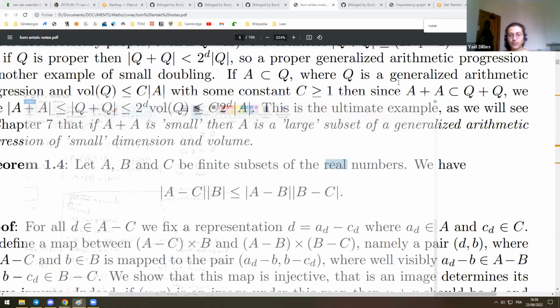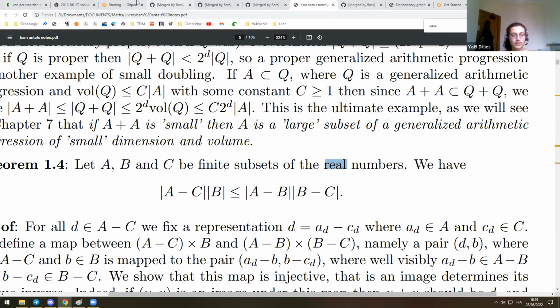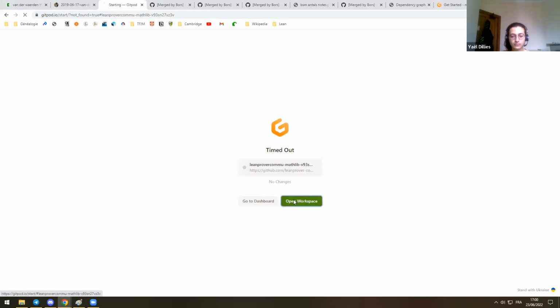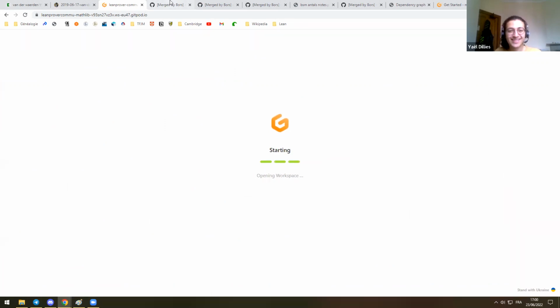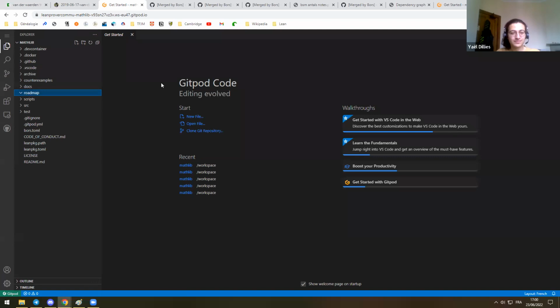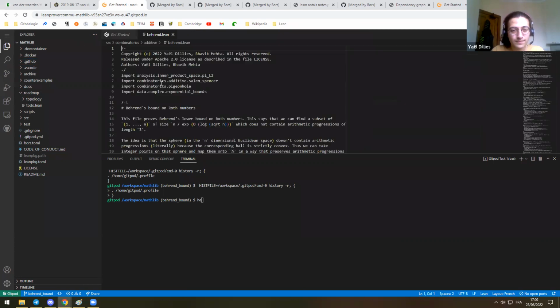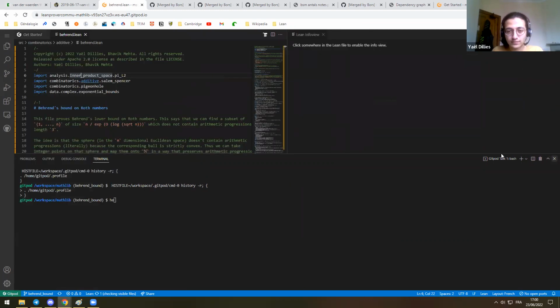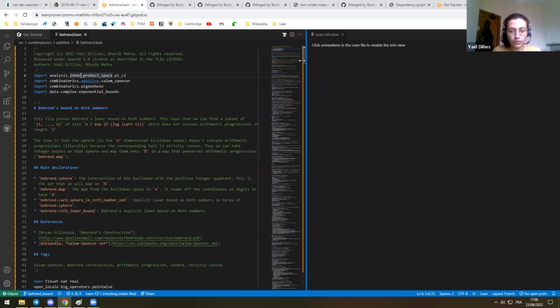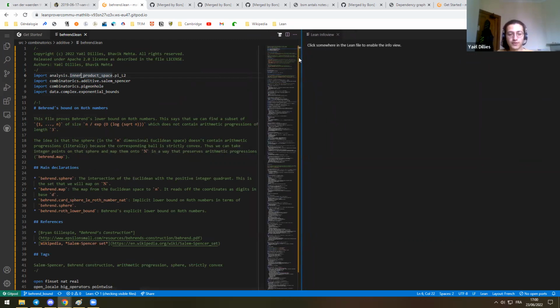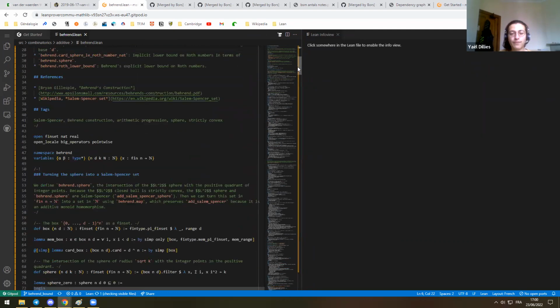Okay, so maybe it's time to actually show you some Lean code. Okay, I had prepared all the Gitpod things, but of course they tanked out. Okay, so this was Behrend. So this is the proof of Behrend's construction, including the numerical calculation at the end.